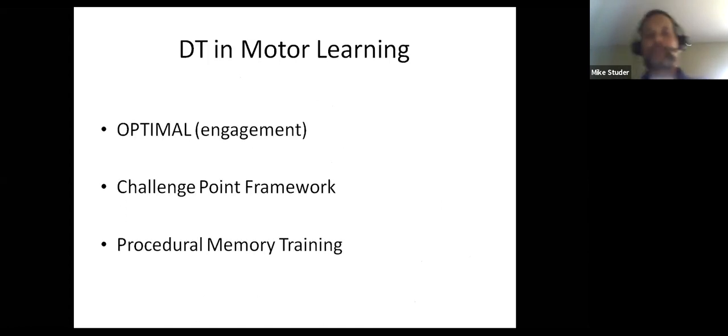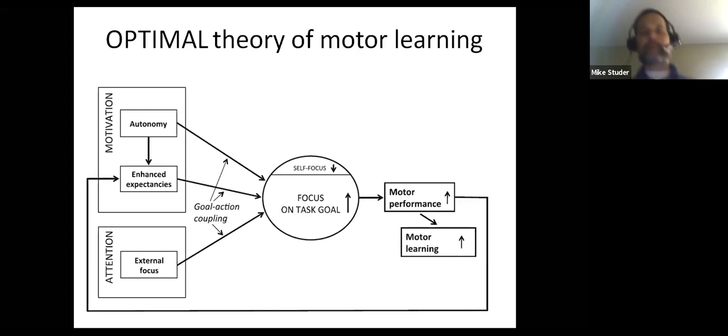So dual task motor learning is complementary toward the optimal. We engage patients. We use the challenge point framework, obviously, to be able to push patients at their capacity that's functional and engaging. And it's true, certainly, a complement to procedural memory training.